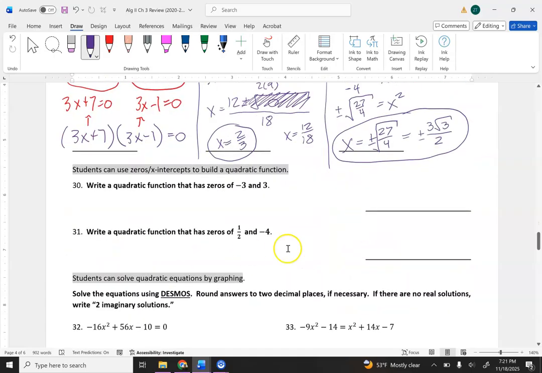All right, well, let's just finish up 30 and 31 here. That's probably about as much as I'm going to get done this year. Hopefully the rest of the review you can figure out the Desmos and the projectile motion and things like that.